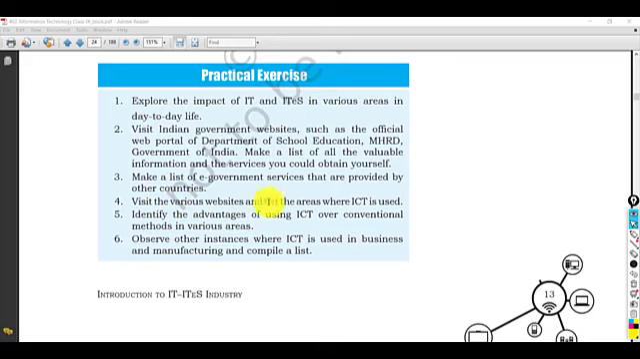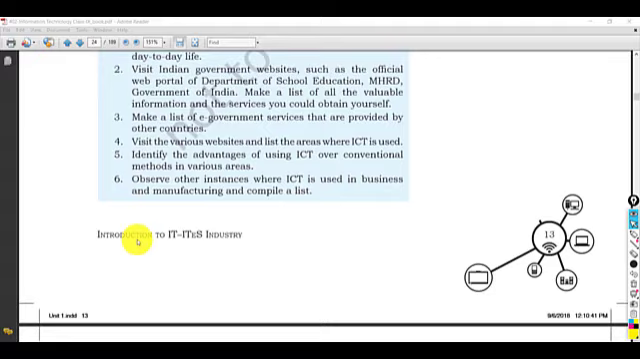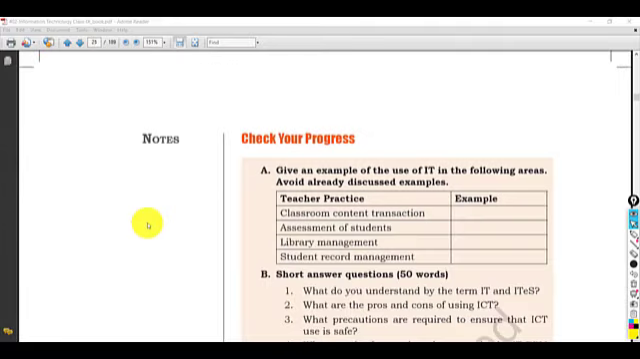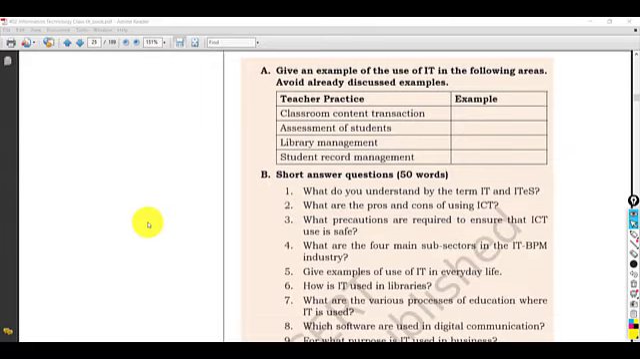Visit various websites and list the areas where ICT is used, and identify the advantages of using ICT over conventional methods in various areas. Such types of questions I will ask in the exam. So you should know this and you can write about it. You can also check your progress with the help of these exercises.